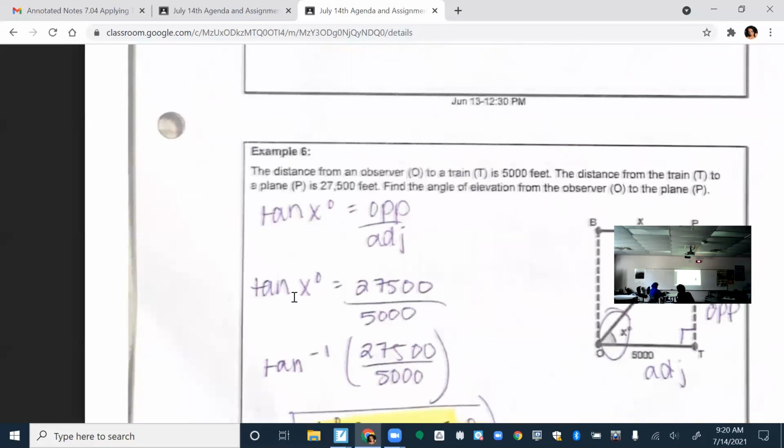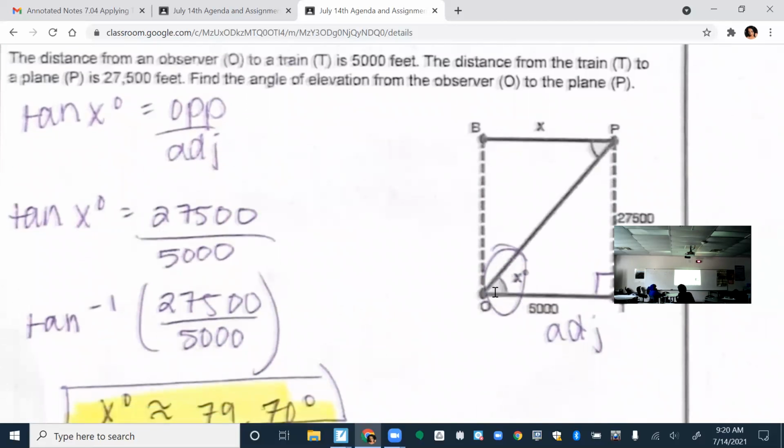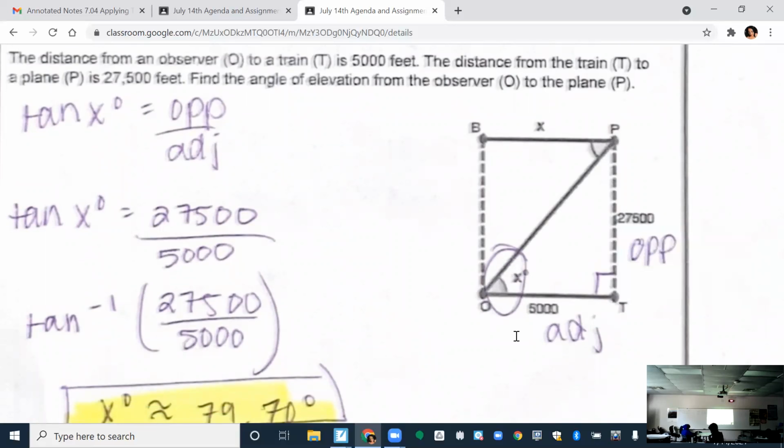All right, example 6, sorry. We have the distance from the observer to a train is 5,000 feet, so that's already labeled. The distance from the train to the plane is 27,500 feet, so that was already labeled as well. We need to find this missing angle of elevation from the observer to the plane. If this other angle was labeled, then that would be really easy because then we just put the same angle, right? But they didn't, so we have to solve for it algebraically.